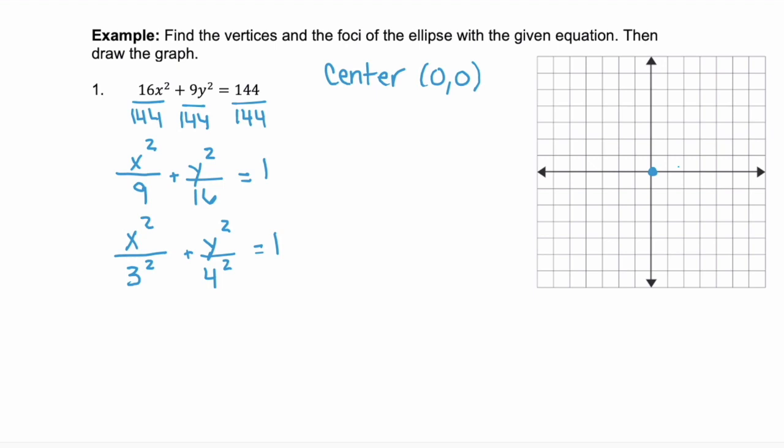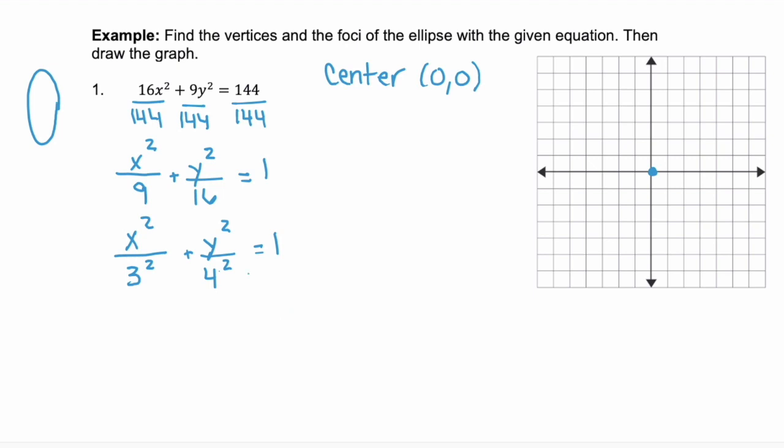Now we can find the vertices. But before we do that, it would be good to know if we have a major axis horizontal or vertical. And the way I always do that, I look at the denominators. Which one is larger? Well, 4 is larger than 3. 4 is below the y variable. So this tells me that it's major axis vertical. Or I'm going to have an ellipse that looks similar to this. It's kind of stretched up and down. So it's longer along the y-axis.